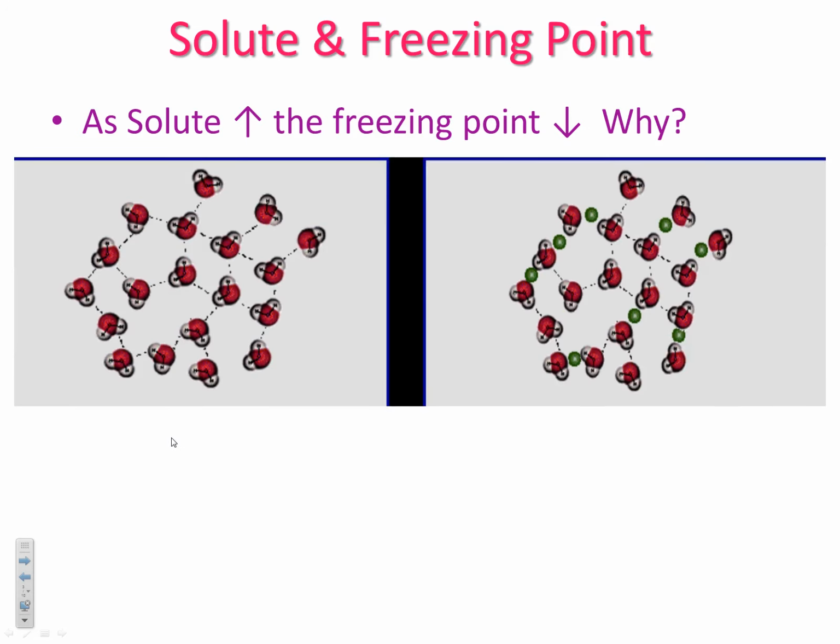And this is a little explanation for why that happens. If you look at this, what's happening here is the green particles, those are representing solute particles. They're getting in the way of the water when it's trying to form its hydrogen bonds, and that's making it harder for the water to freeze. And so it actually has to be colder for the water to freeze.